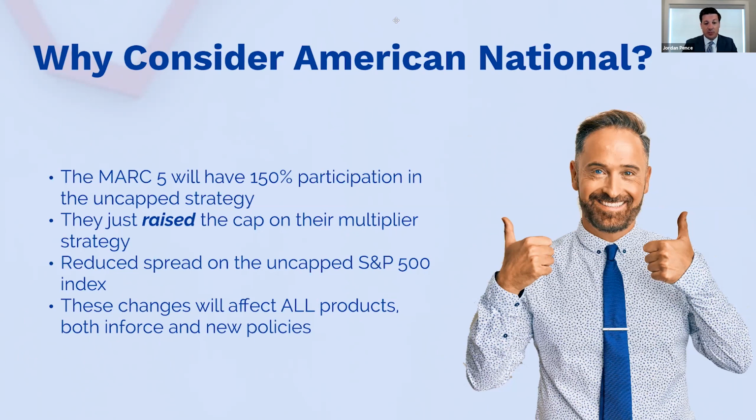I've seen plenty of companies wall off their existing business and lower the caps on the products that were issued in the past. In addition to that, they reduced the spread on their uncapped strategy. They have an uncapped S&P 500 strategy, zero floor. The spread right now is 6. It was 7.75. When volatility goes up, it costs a lot more to hedge that. So they had to raise the spread. Now that volatility's gone back down, they've lowered the spread.